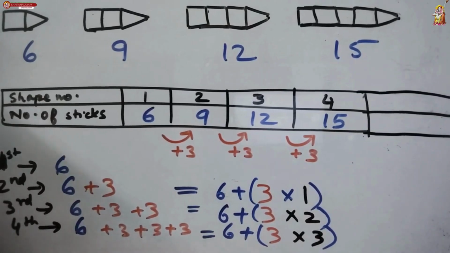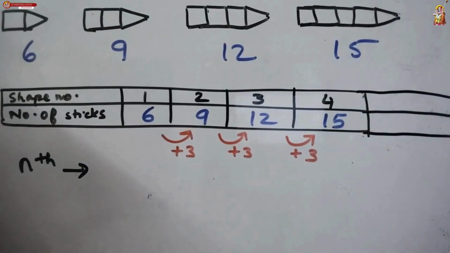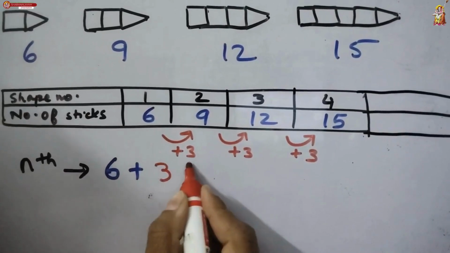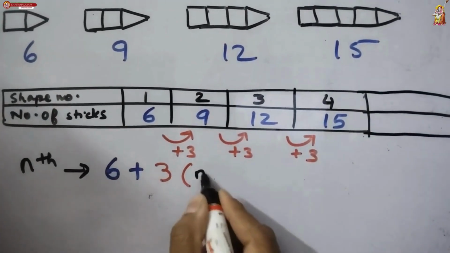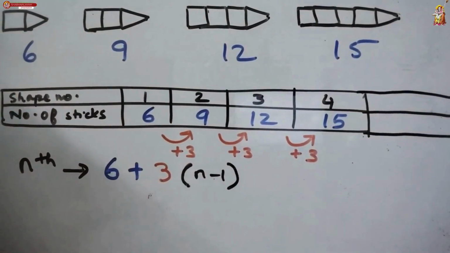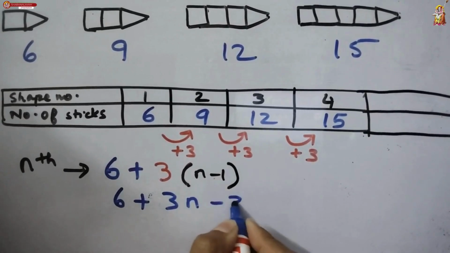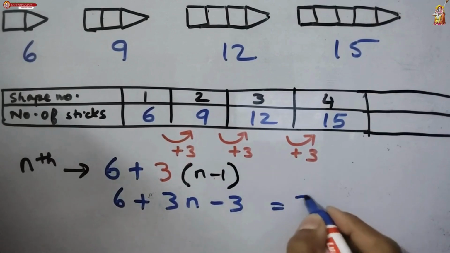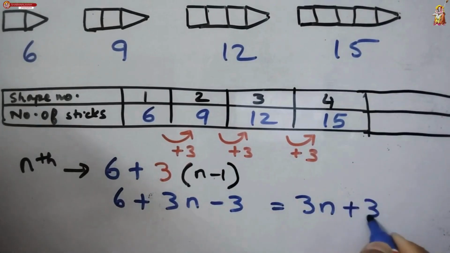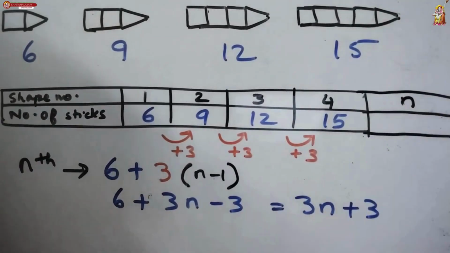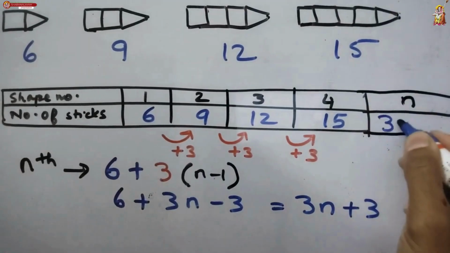So how will you find out how many matchsticks will the nth shape have? That will be equal to 6 plus 3 times n minus 1, correct? So that is equal to 6 plus 3n minus 3, which is equal to, in the 3n அப்படியே வெச்சுக்கலாம். 6 minus 3 is plus 3. So 3n plus 3. So that is for the shape number n ன்னு வந்தாக்க the number of matchsticks will be 3n plus 3.